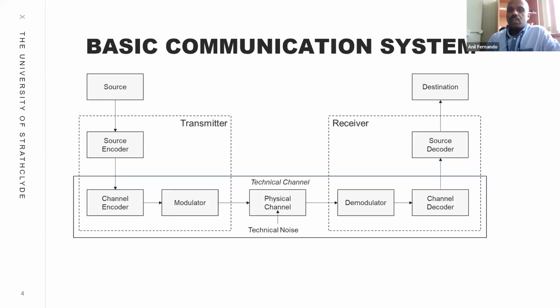At the receiving side, we do the inverse operation. We demodulate the signal, then channel decode it, and then source decode it, and then send it to the destination for reproducing the signal. So this is a classical end-to-end communication system in a very simplified format.